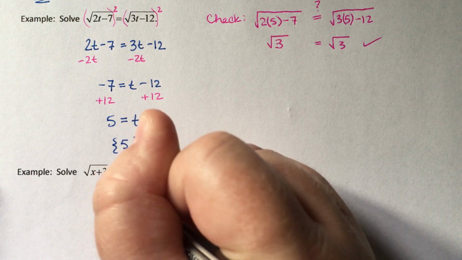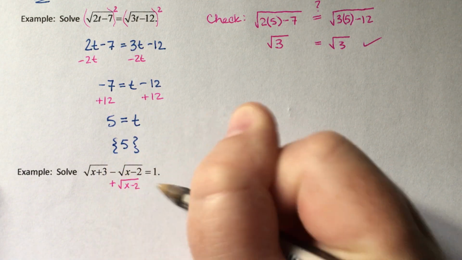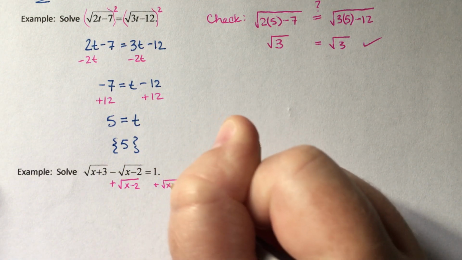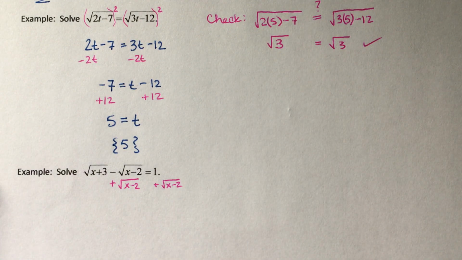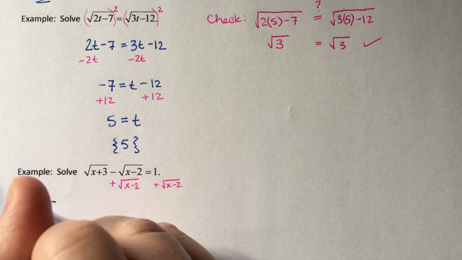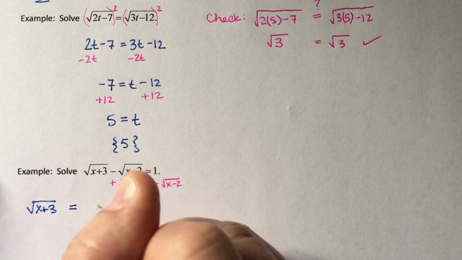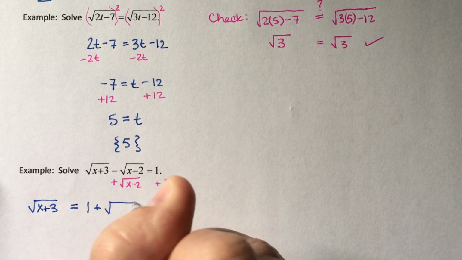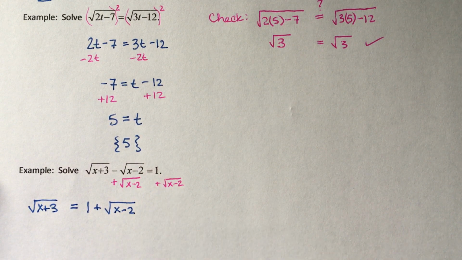So I'm just going to add the square root of x minus 2. Square root of x minus 2. So then what I have, after I add that, is the square root of x plus 3 equals 1 plus the square root of x minus 2.